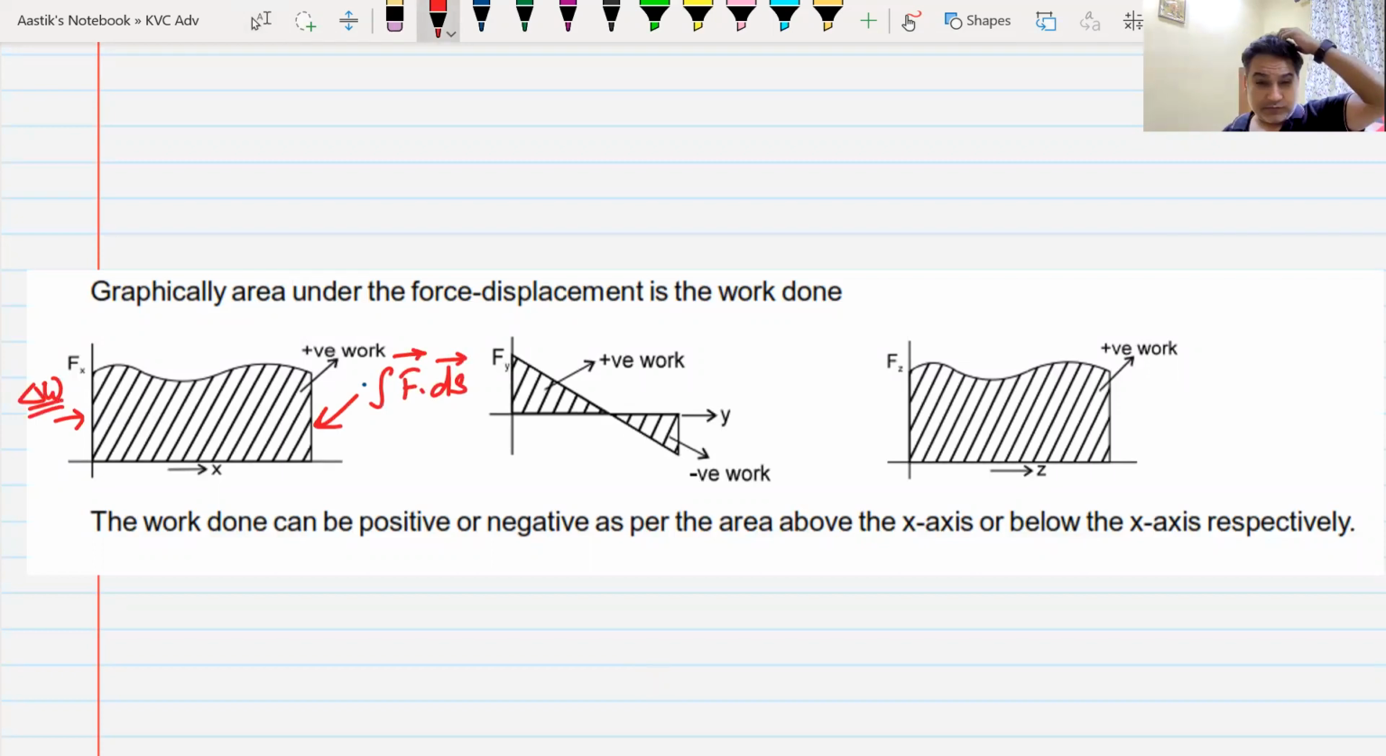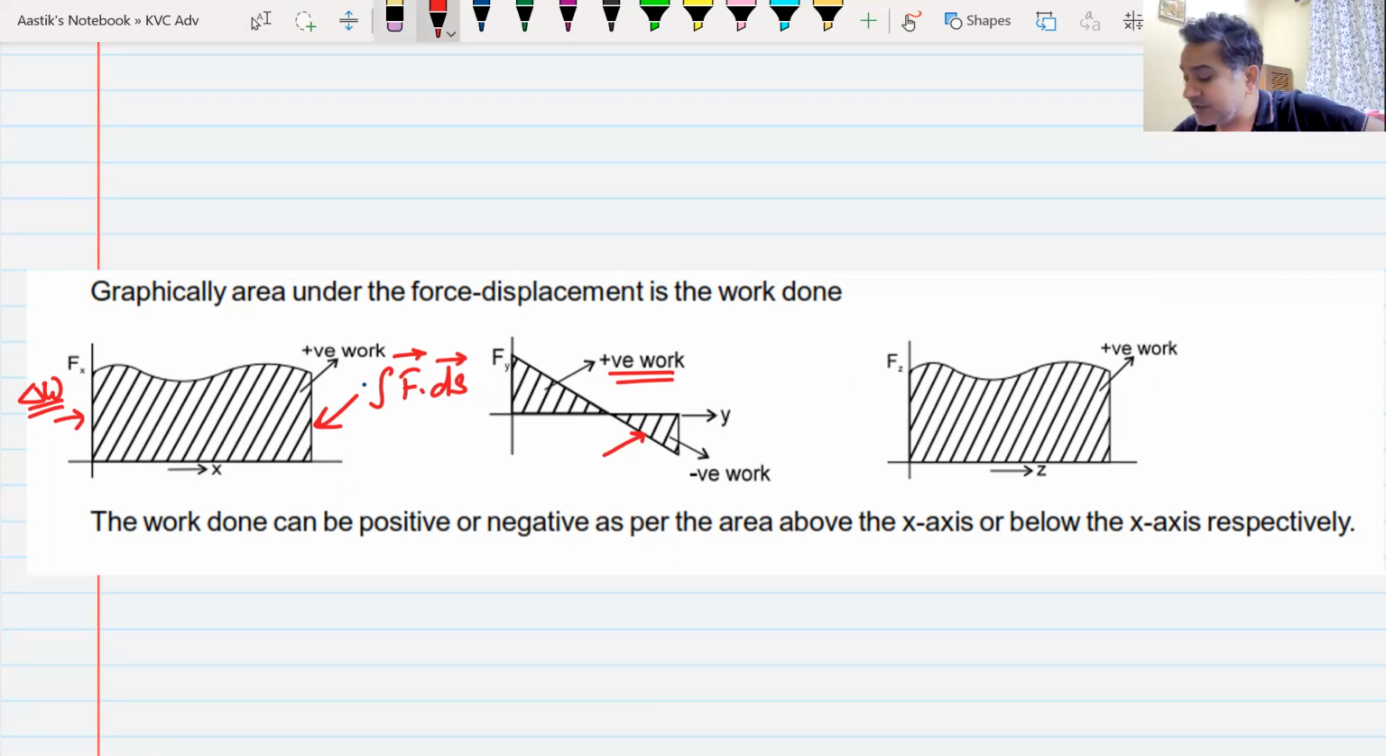Now, this work done could be positive or this work done could be negative. As you can see, if the area is above your x-axis, work done is positive. Why is it positive? Because force is positive. The direction of force is taken as positive, and the direction of displacement is positive. Therefore, the area is positive. In the second case, where the force is below the displacement axis, that means force is negative. Force is in the opposite direction, backward direction. Displacement is in the forward direction, and therefore you have negative work done. Do we understand this? Yes, sir.